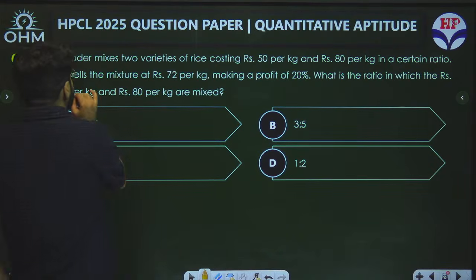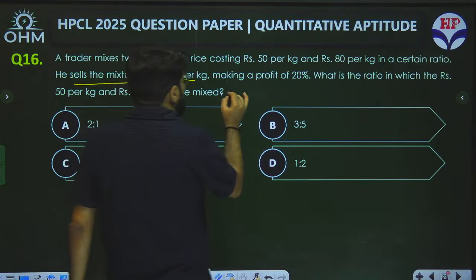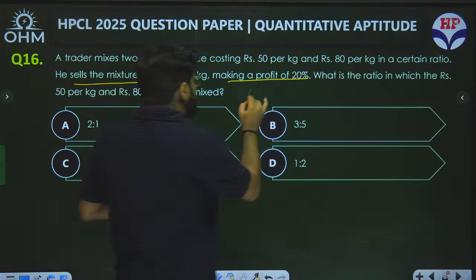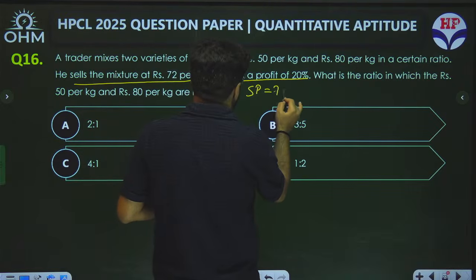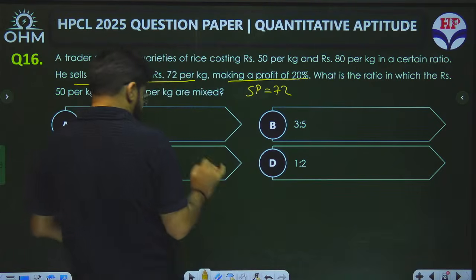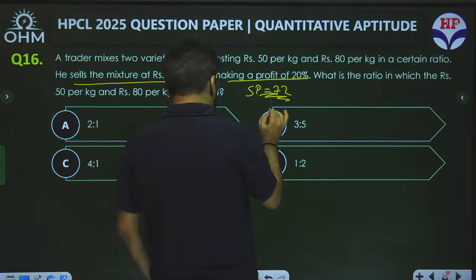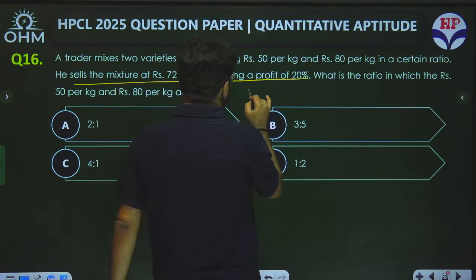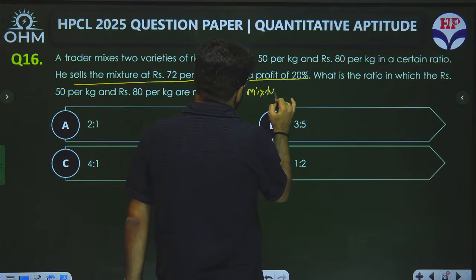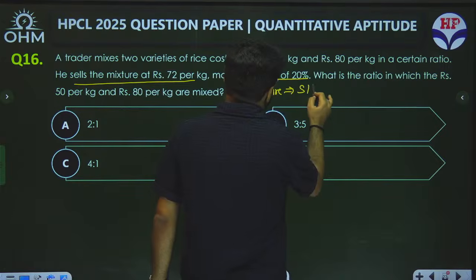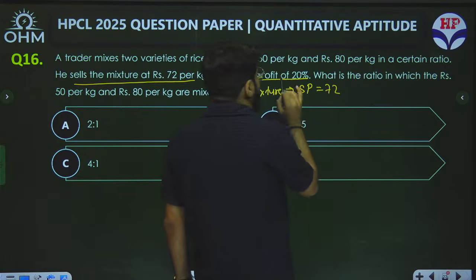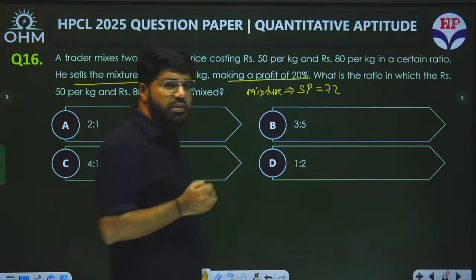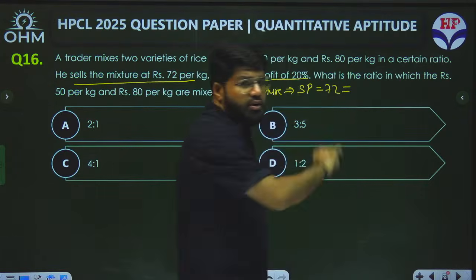He sells the mixture at 72 per kg, making a profit of 20%. Selling price is given as 72 of the mixture. I am talking about the mixture. Then we will use that ratio and weighted average concept. I am talking about the selling price of the mixture. Selling price is how much? 72. And at 72 he is making a profit of 20%. So what should have been the cost price?